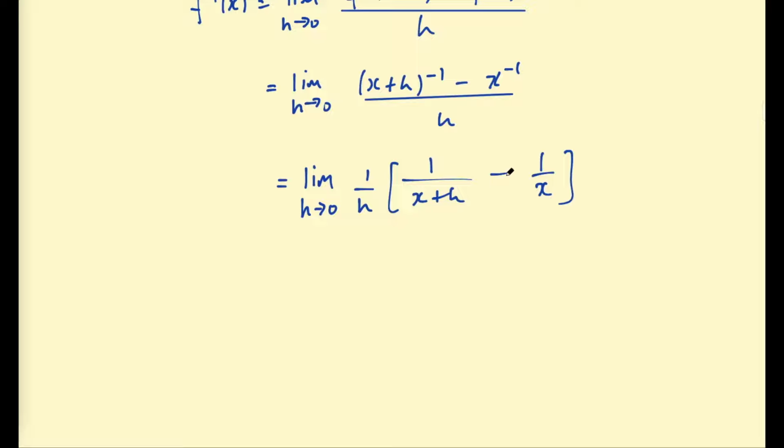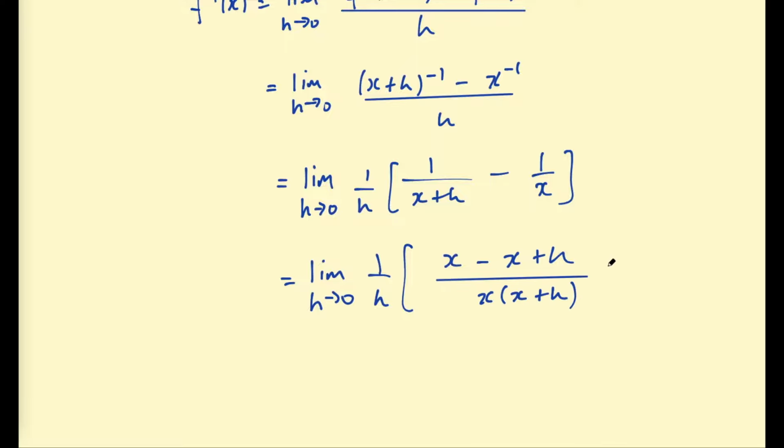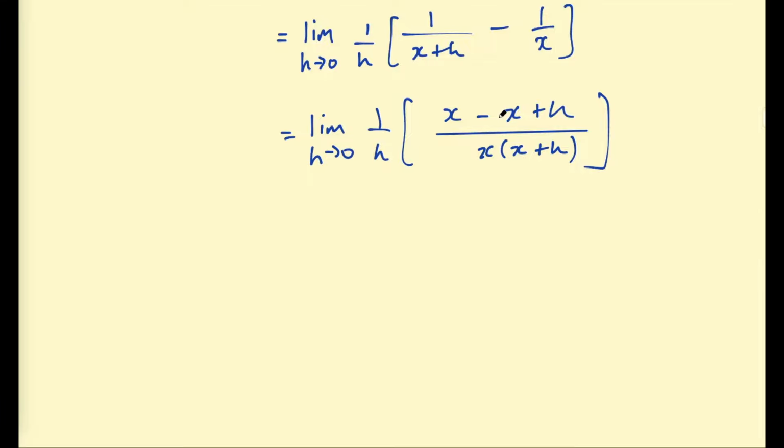Okay, now I have two algebraic fractions. I want to combine those. So the common denominator is x times x plus h. So I need to multiply the first fraction by x. So this becomes x times 1, which is just x, and then the second fraction by x plus h. And this is all over x times x plus h. Actually, I should remember to put brackets around the x plus h because that negative will be distributed to both of those terms.